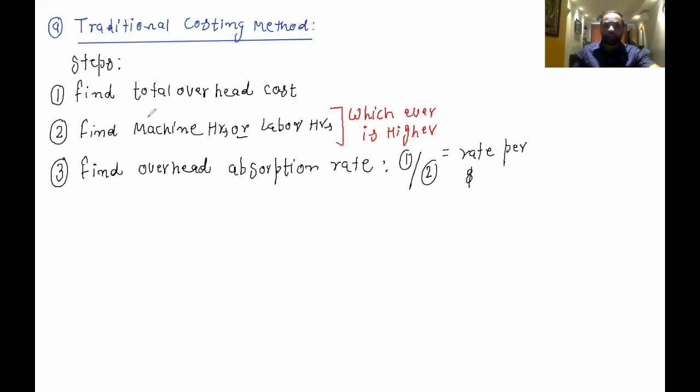So I repeat, step three uses step one, which is total overheads, and step two, which is your machine hour or labor hour, whichever is higher. Let's say labor hour is higher than machine hour. Then in step two you use labor hours. So this divided by this, whatever number comes out, that's your money, let's say $5 per labor hour. All right, so this is your step three.